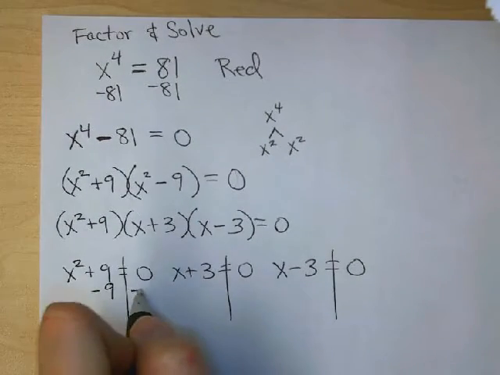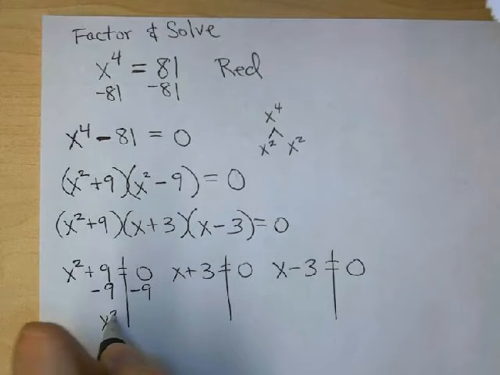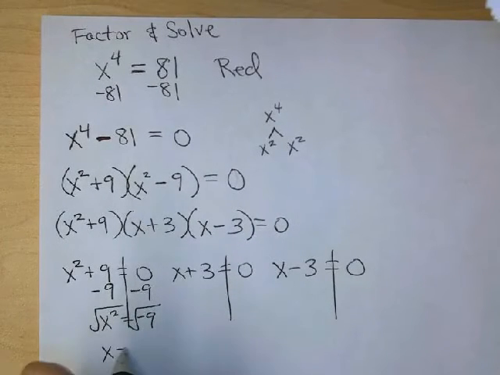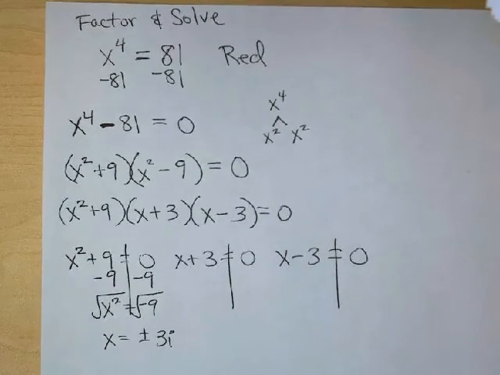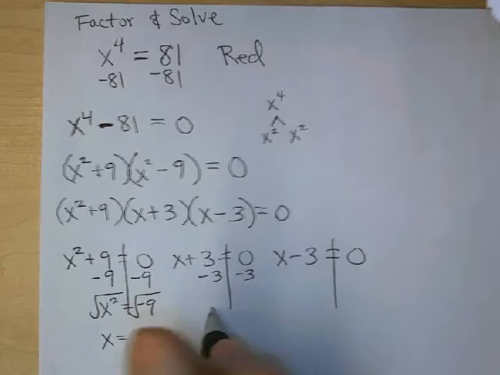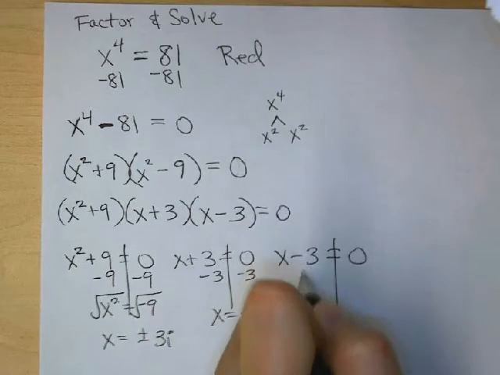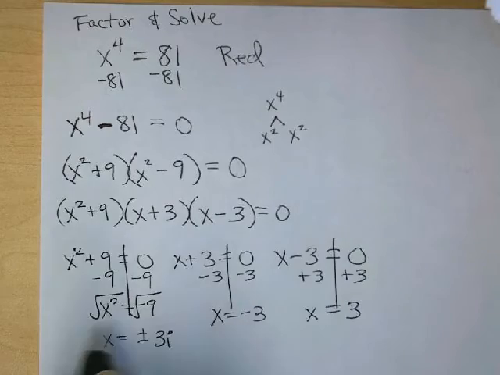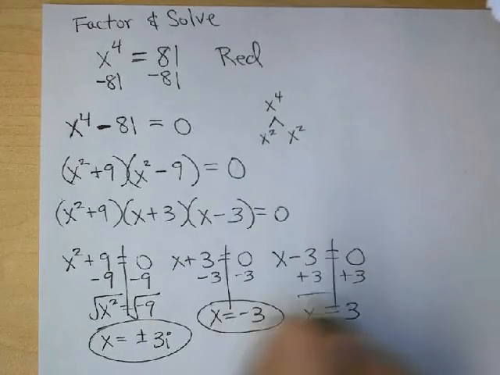Yep. So then you subtract 9, so you get x squared equals negative 9. Then you take the square root, so x equals plus and minus 3i, because when you get negatives, that has an i in the answer. And then this one you subtract 3, so x equals negative 3. This one you add 3, x equals positive 3.